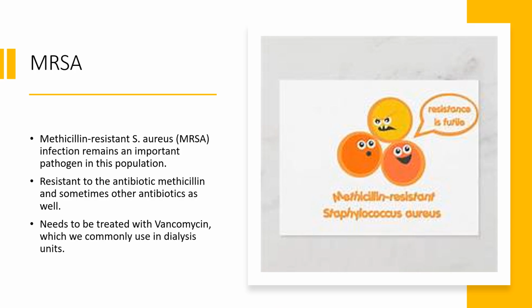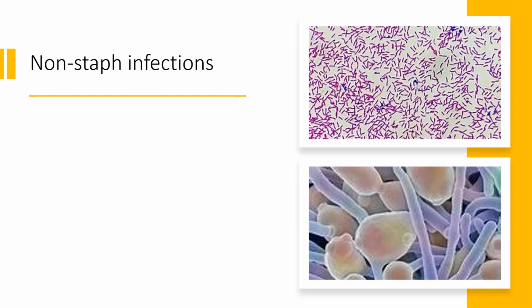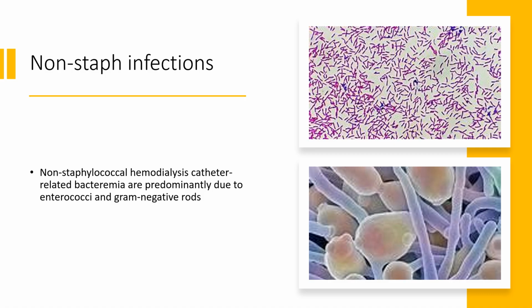In this case, we treat it with vancomycin, which we commonly use in dialysis units, at least until we know what the bacteria is. We tend to give people vancomycin while waiting for the culture report to let us know what antibiotic is best suited for that particular infection. Non-staph infections are most commonly enterococcus and gram-negative rods. Again, these account for maybe 20% of all the catheter-related infections that we see. And then a small percentage are due to either polymicrobial infections or uncommon pathogens such as yeast and fungi.